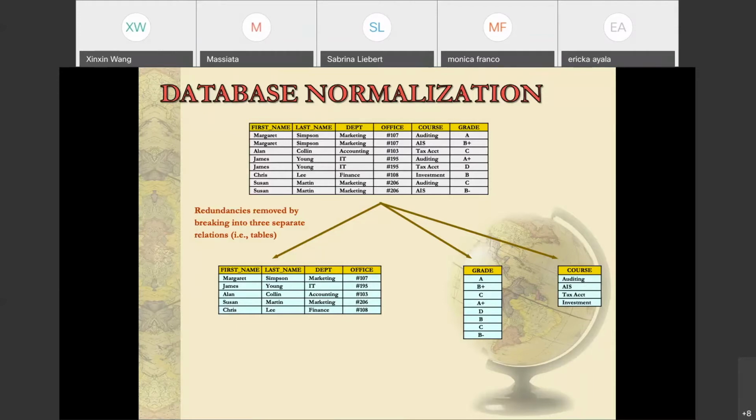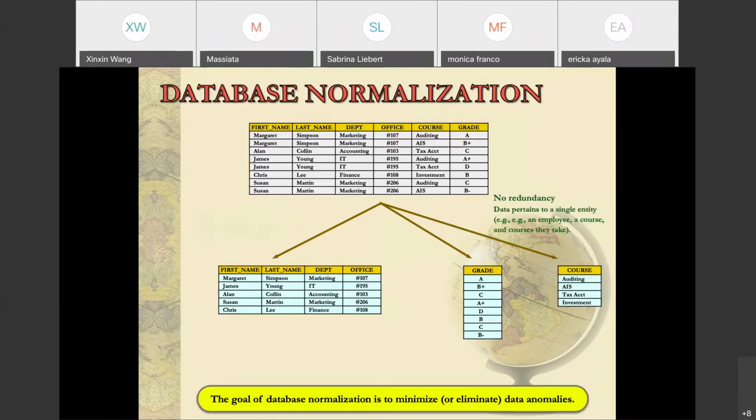Anyone? What table, Professor? I said when we separate this big table into 3 small tables, right? We remove the redundancy. So what is missing from these 3 tables? The key, a primary key? Yes. So primary key, we have no redundancy, right? So the goal of database normalization is to minimize or eliminate the data anomalies.